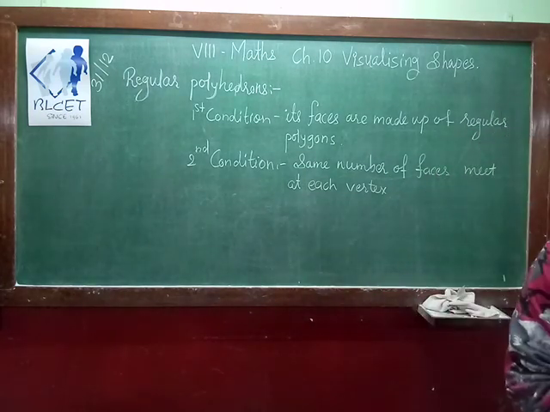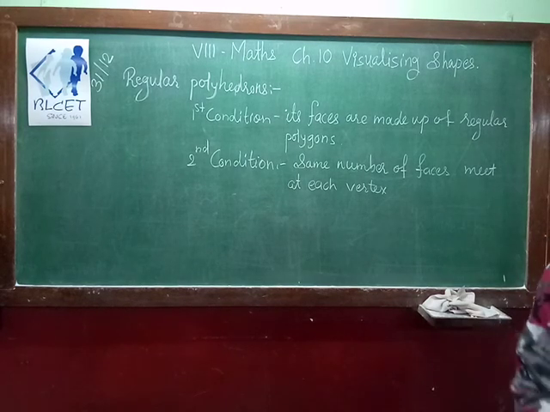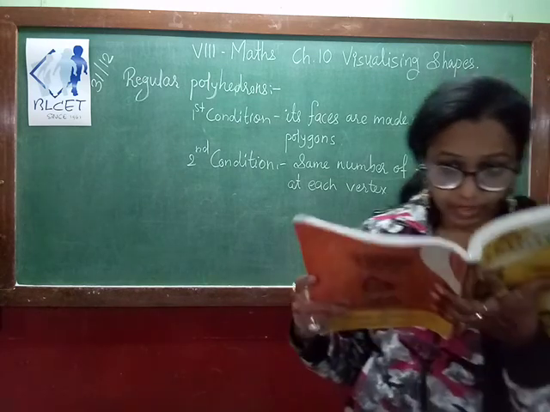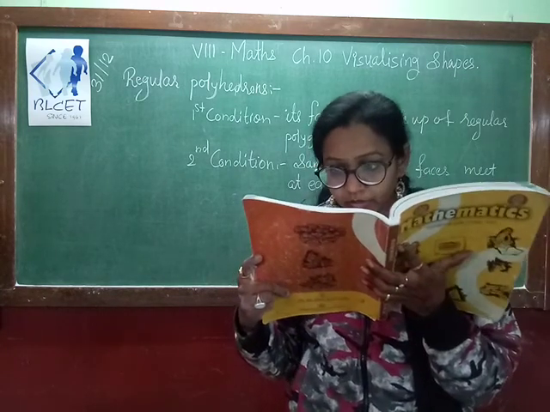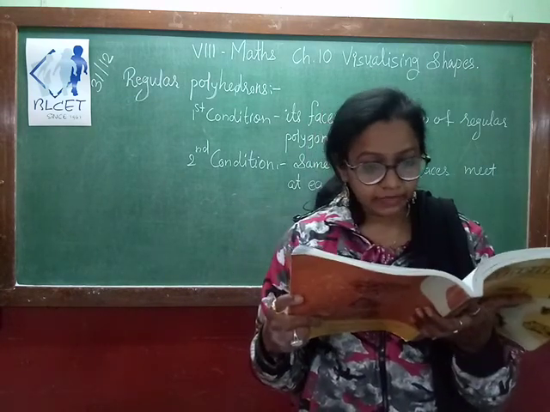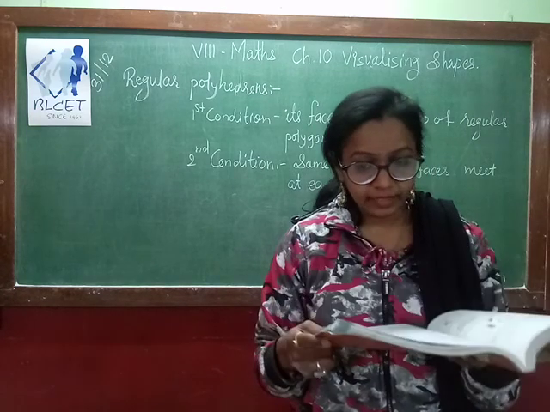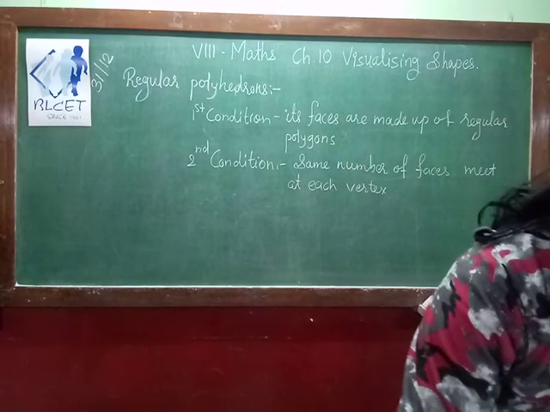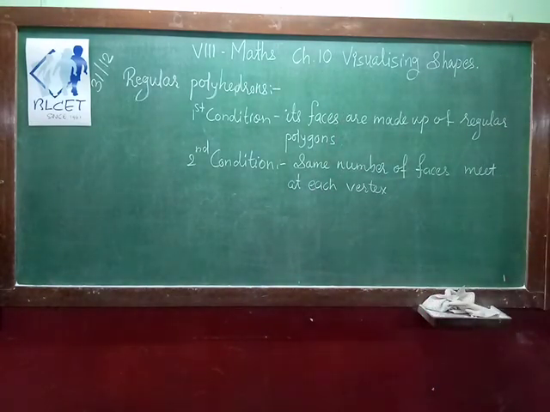Next we will see the topics given to you, prism and pyramid. We will see them later on. In your textbook you have been given polyhedrons. We will discuss the polyhedrons which are given in your textbook. We will draw this diagram and explain whether it's a regular polyhedron or not.